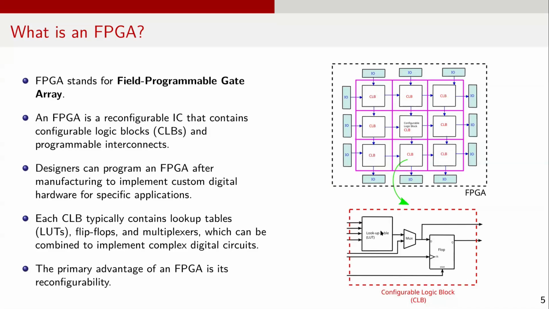Each CLB typically contains lookup tables, flip-flops, and multiplexers, which can be combined to implement complex digital circuits. A lookup table is a small memory that stores predefined output values for all possible combinations of its inputs. Instead of computing logic functions using gates, the FPGA retrieves the output directly from the lookup table, making it a fast and flexible way to implement logic. Programmable interconnects form a network of wires and switches that connect the CLBs together, allowing designers to define how data flows through the circuit. One of the key advantages of FPGAs is their reconfigurability.